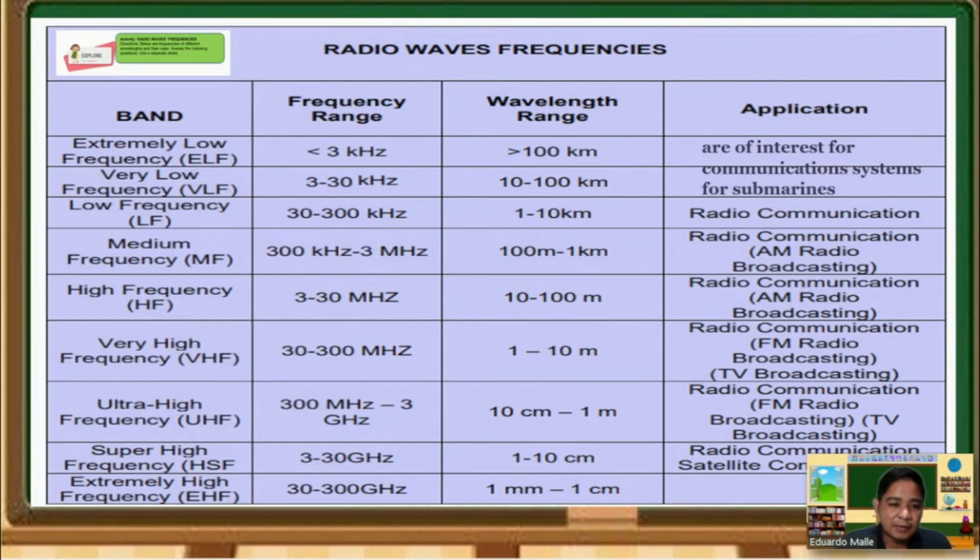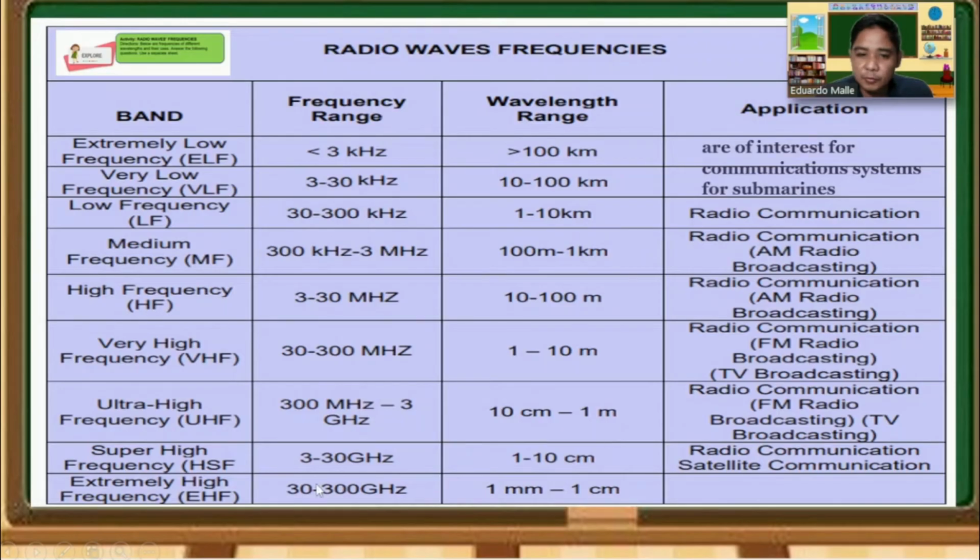Okay, next, the ultra high frequency, 300 megahertz to 3 gigahertz. The wavelength is between 10 centimeters to 1 meter. It is used also in FM radio broadcasting. Let's now proceed to super high frequency, between 3 to 30 gigahertz, 1 to 10 centimeters. It is used in radio communication and satellite communication. The next one, the extremely high frequency, between 30 to 300 gigahertz. The wavelength is 1 millimeter to 1 centimeter.